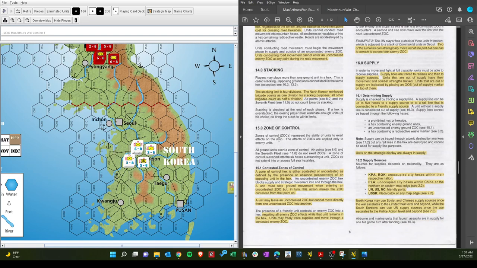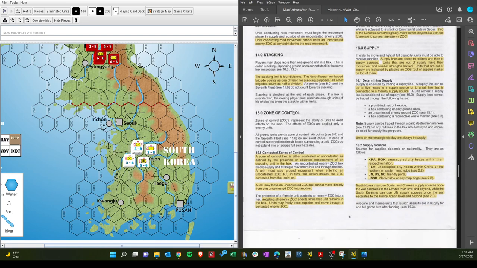Stacking, 4 divisions. Okay, this is interesting. Zones of control, in some sense it's standard. But you've got to understand the distinction between a contested and an uncontested zone of control. Uncontested zone of control means it's the 6 hexes surrounding a unit. It means that a unit must stop upon entering the hex. Okay. Next turn it can move out. You can't go ZOC to ZOC, pretty standard, but you can move in and out. Also, an uncontested ZOC blocks supply.